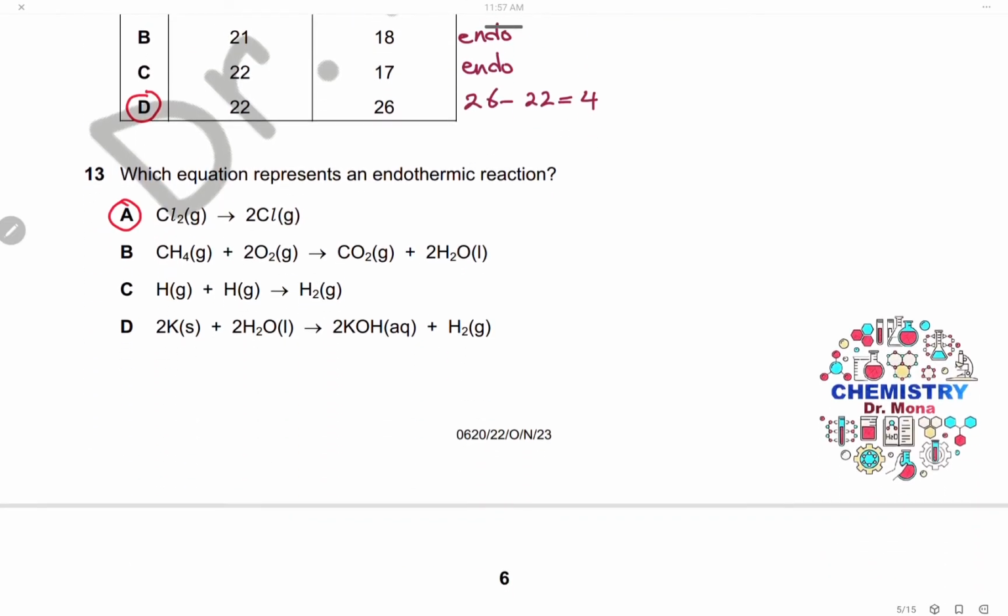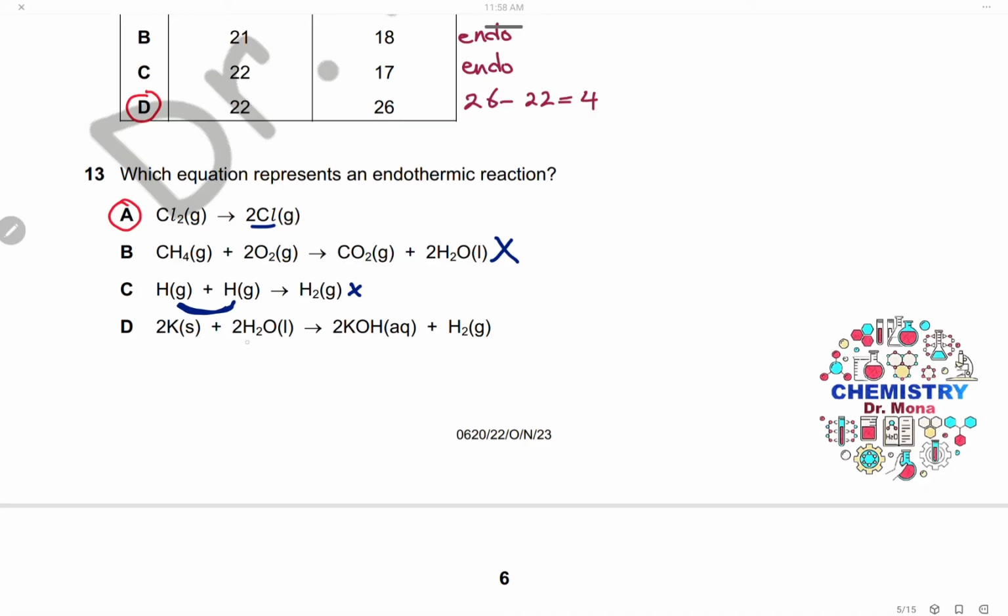Question 13. The equation represents an endothermic reaction. In the first equation, we have a chlorine molecule breaks into 2 chlorine atoms. So breaking bond is an endothermic process. Number 2, it's a combustion. Combustion is an exothermic process. Here, bond forming, releasing energy between two hydrogen atoms to form a hydrogen molecule. So this is also exothermic.